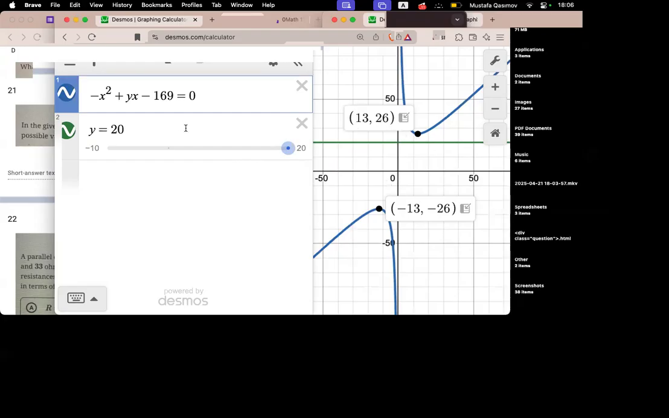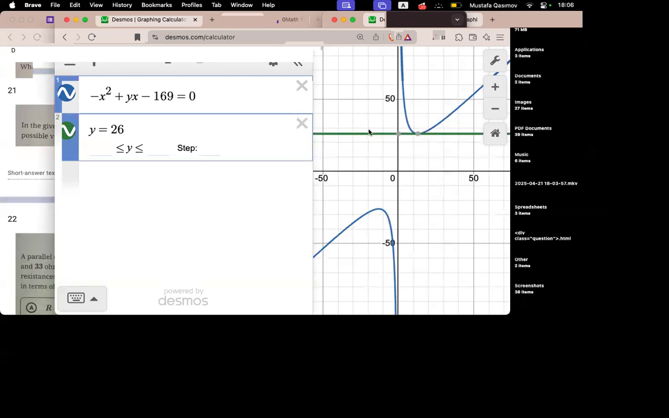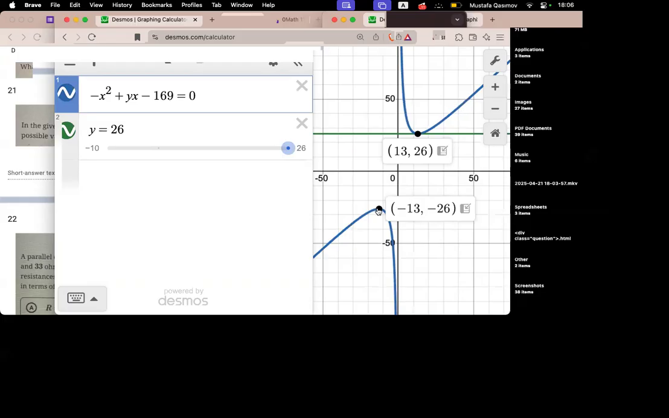When y is equal to 26, it means that we have only one solution. And when y is equal to negative 26, it means that we have only one solution.